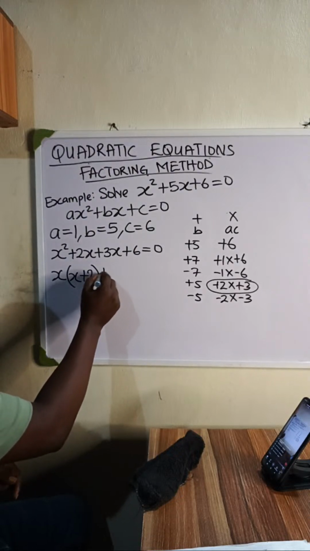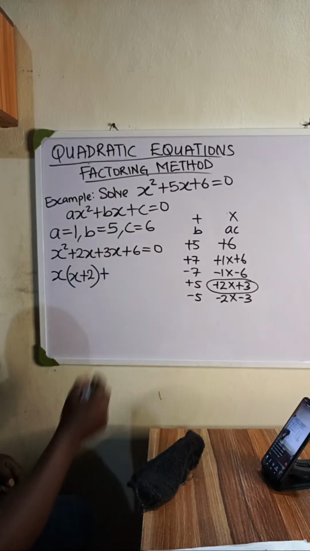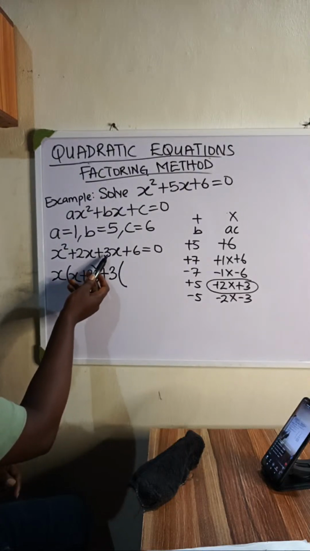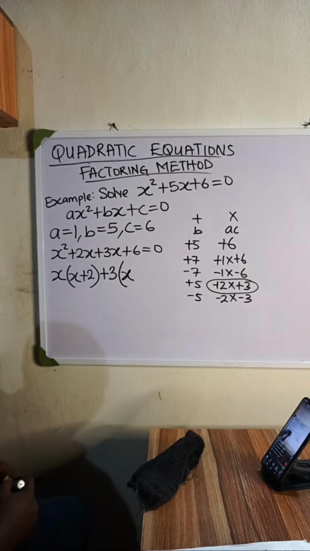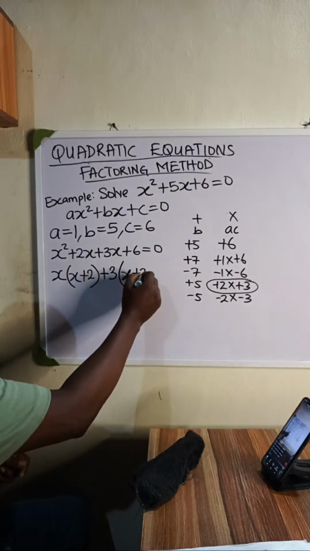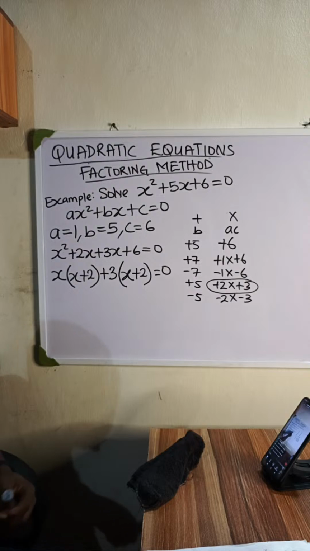We bring the plus sign down. 3x and 6, what is common is 3. Now we have plus 3x divided by plus 3, that will give us x. And then plus 6 divided by plus 3, that will give us plus 2. It's equal to 0. So this one is straightforward. Very easy too.